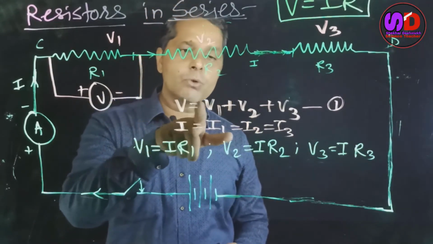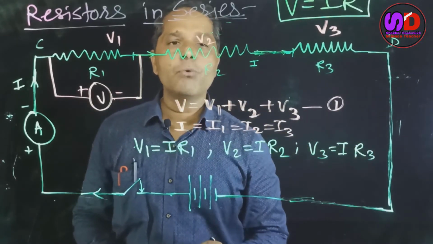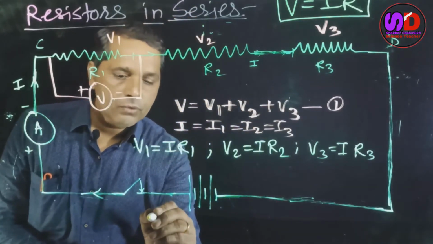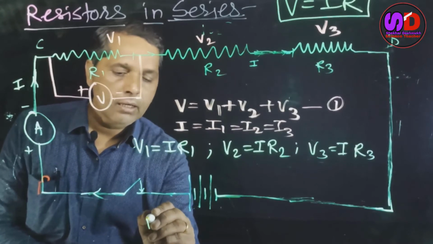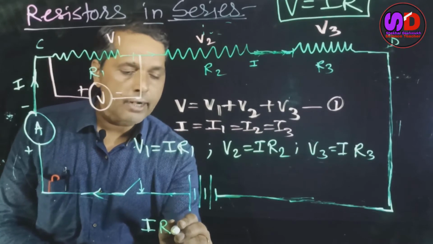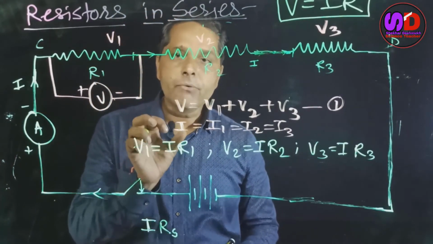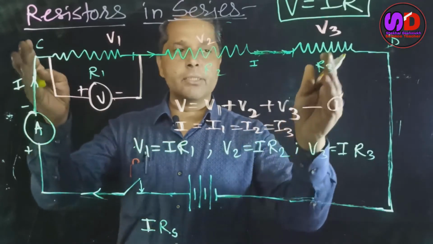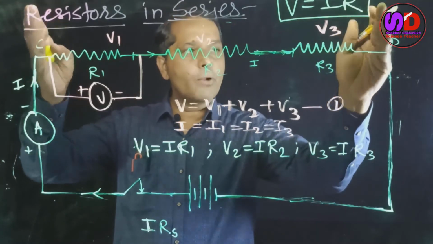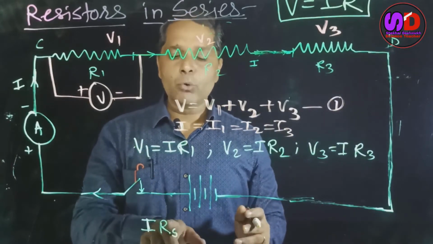But we know V is equal to V1 plus V2 plus V3. So put these values of V1, V2, V3 in equation number 1. So what do we get? V means I into R. Here we take RS. What is RS? It is nothing but the equivalent resistance of the series combination. We are taking the series combination here. So the current flowing through it is I. What should be the resistance? It should be RS. We have to calculate this value.